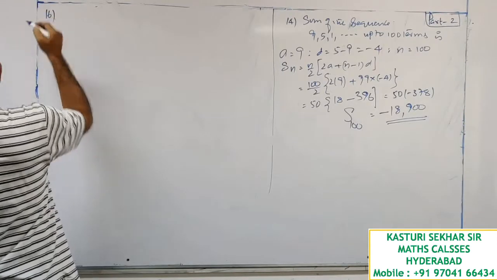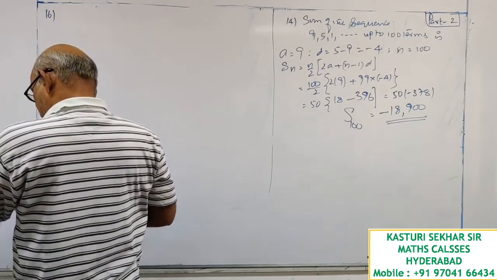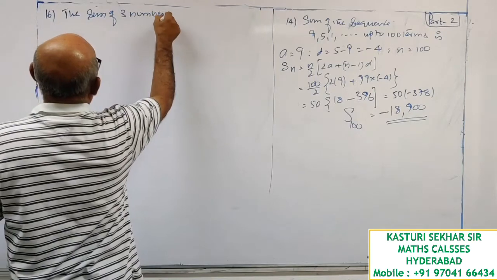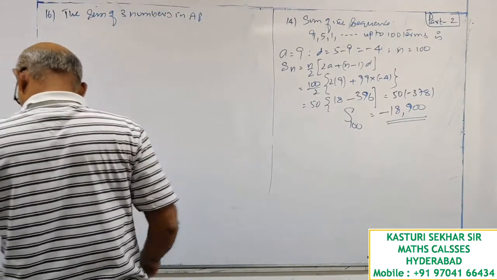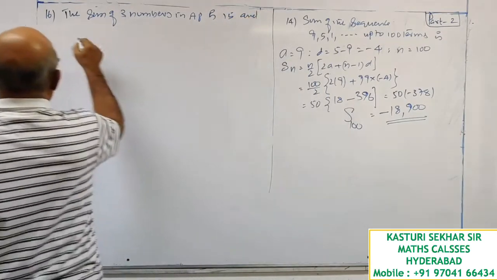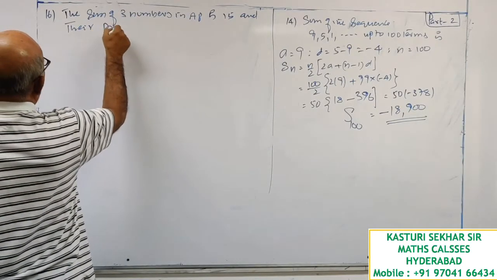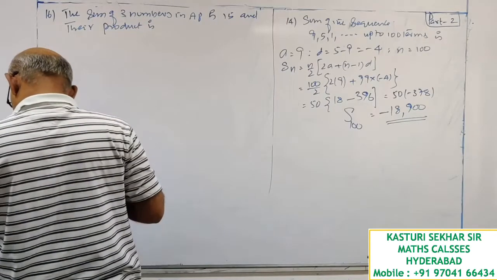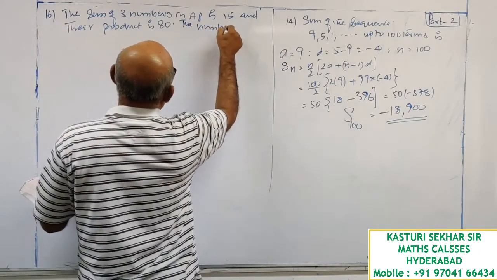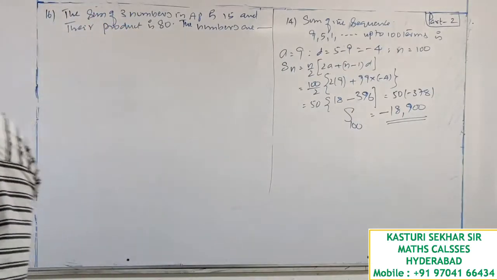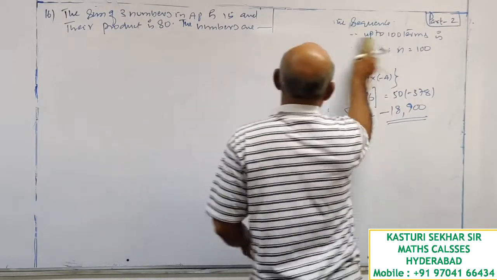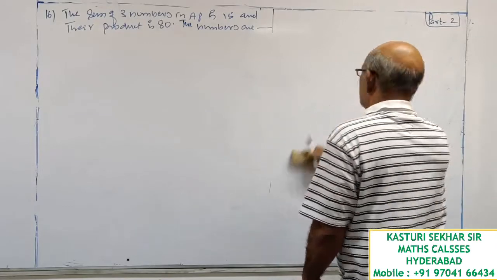Look at the 16th question. The sum of three numbers in AP is 15 and their product is 80. The numbers are, okay.